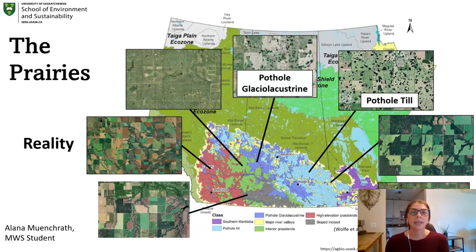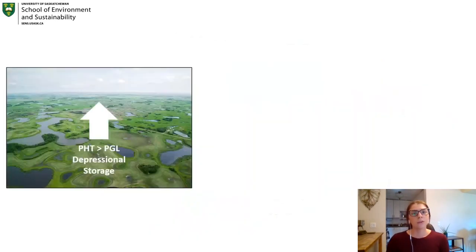This model was driven by Saskatoon meteorological data from 1960 to 2006, and climate change was simulated with increases in temperature and precipitation. Various hydrological responses were output from the model, including snow water equivalent, evapotranspiration, soil moisture, depressional storage, and storage overflow. Through this analysis, I determined that the PGL class exhibited greater annual stream flow than the PHT class by 22%.